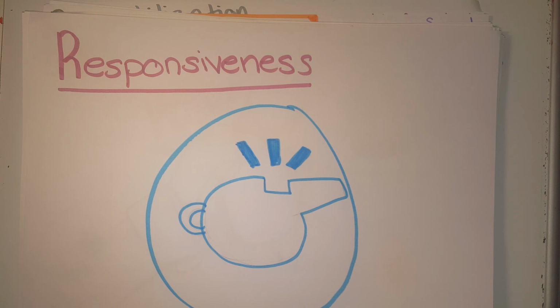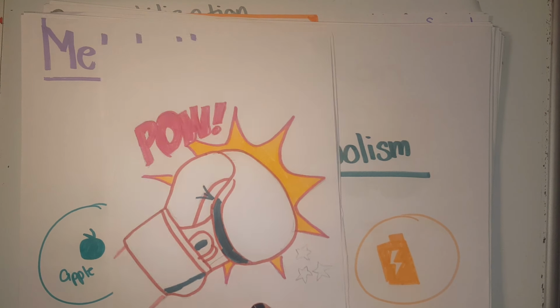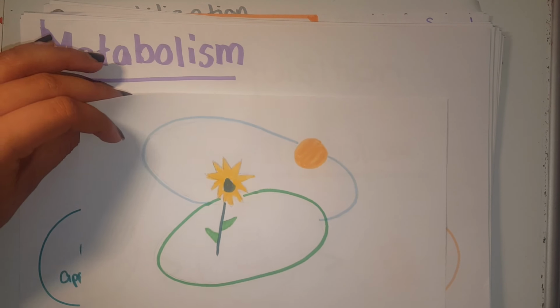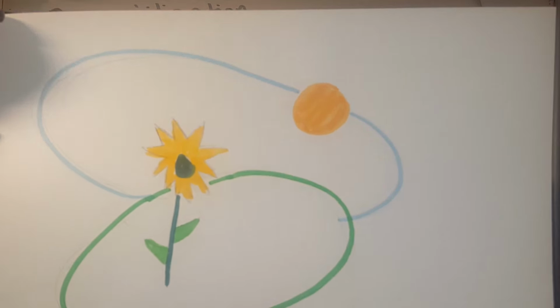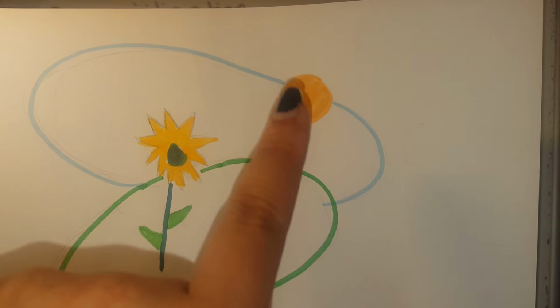Third is responsiveness. There are many ways in which we encounter plants and animals reacting to the world around them. If someone hits you, you might respond by hitting them back or moving back. Or a sunflower moves towards the sun as it shines.